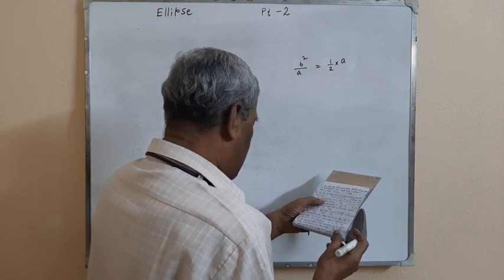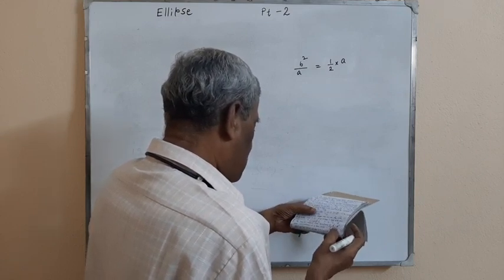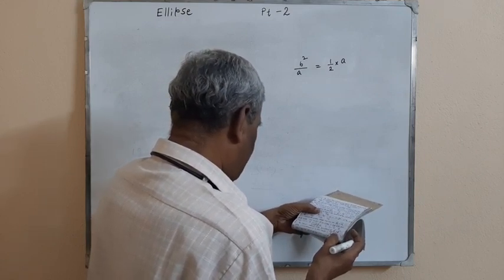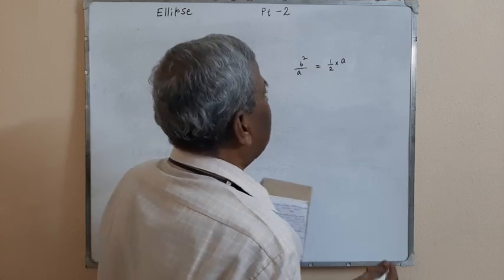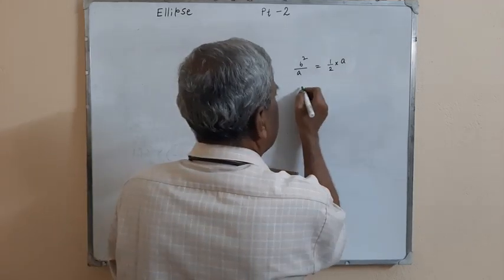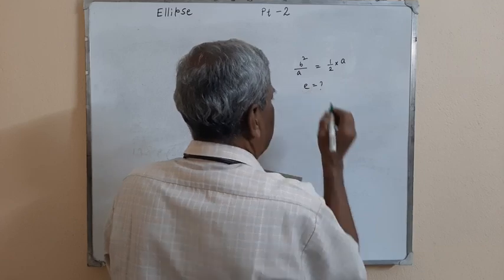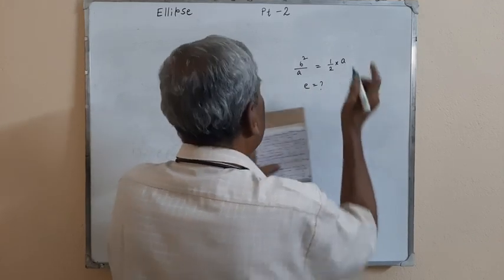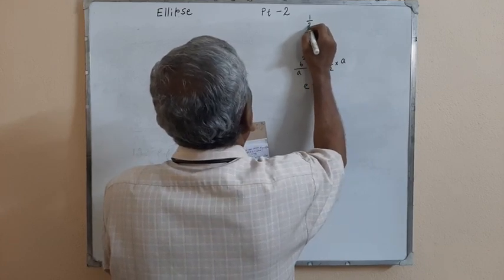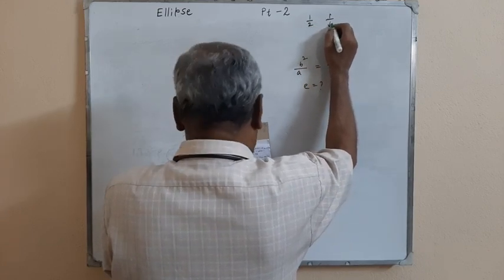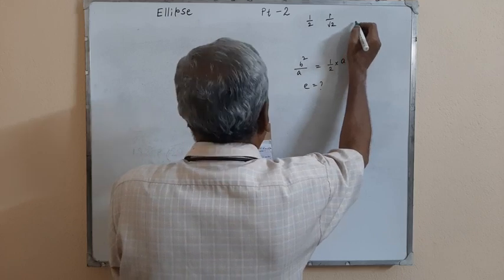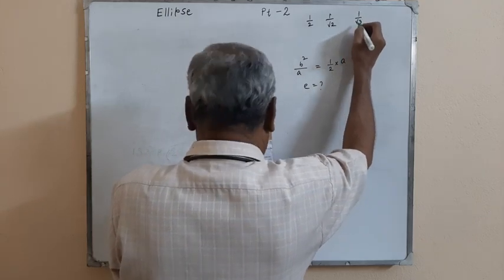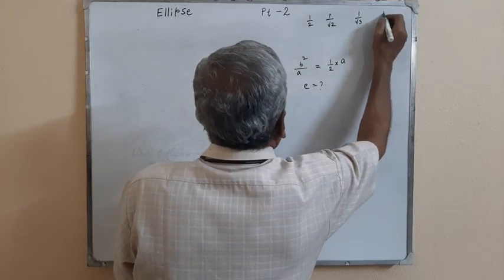Then the problem is to find its eccentricity. Its eccentricity is how much? That is the problem, and options are there. It is half, 1 by root 2, 1 by root 3, and 1 by root 5.